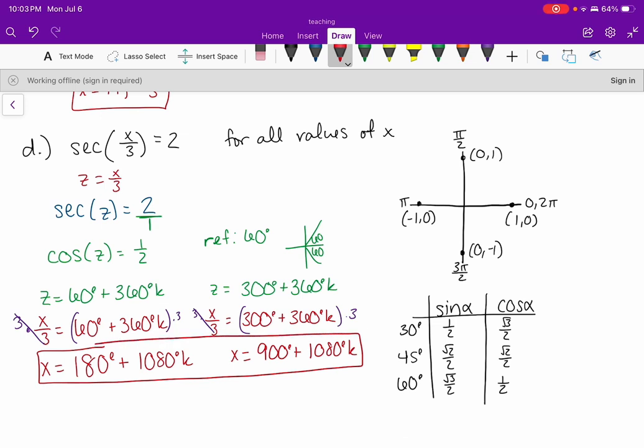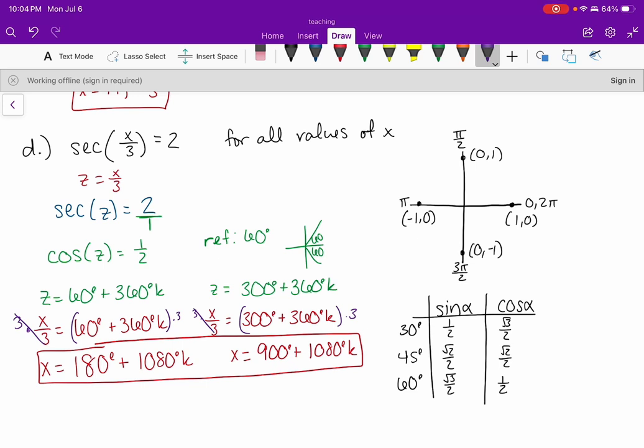And because it said for all values, I'm just going to box it in right here. If it said some kind of interval, then we would want to give answers within that interval, but we don't have to worry about that for this one. All right, so that's going to be it for that little subsection.